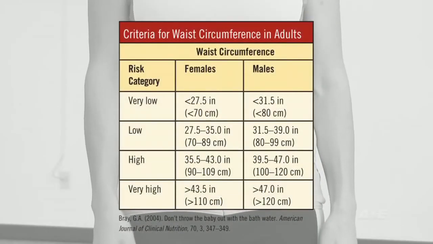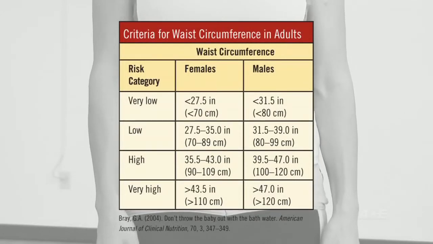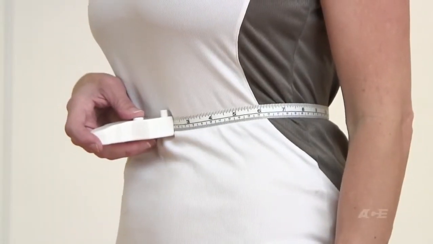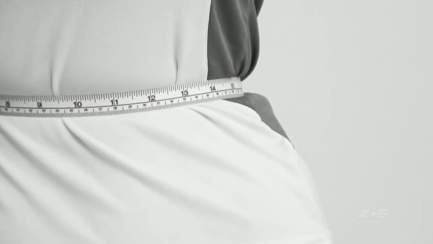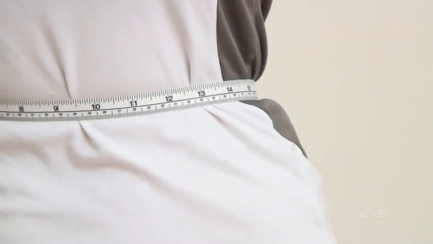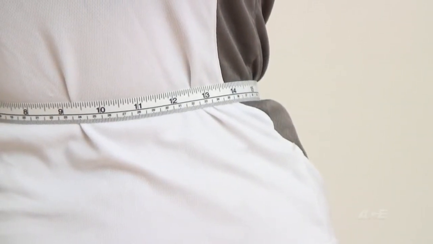Here's a table that shows the criteria for waist circumference in adults. For accuracy, it's important that the measurement is taken at the end of expiration, at the point when the diaphragm is in its neutral position. It's also important to keep the tape measure snug, but not too tight that it presses into the subcutaneous layers.